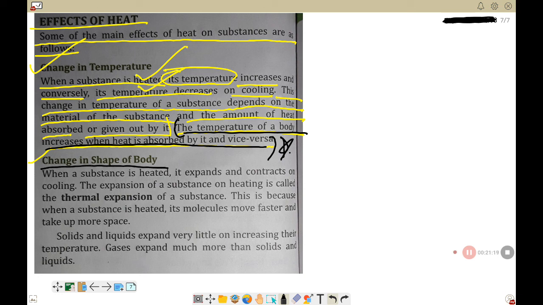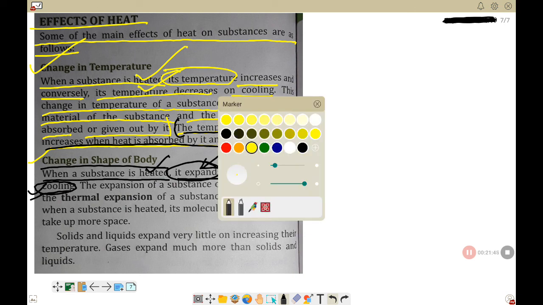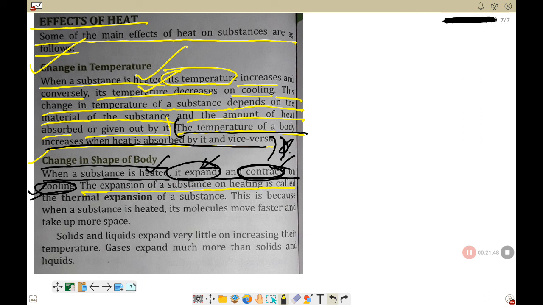Okay, now change in shape of the body. When a substance is heated, it expands and contracts on cooling. See, when a substance is heated, it expands, whereas when you are cooling it, it contracts. Understand? A substance when heated swells, and when cooled it shrinks and becomes smaller. So now you underline here. The expansion of a substance on heating is called thermal expansion of the substance, because thermal means heat. So thermal expansion due to heat.